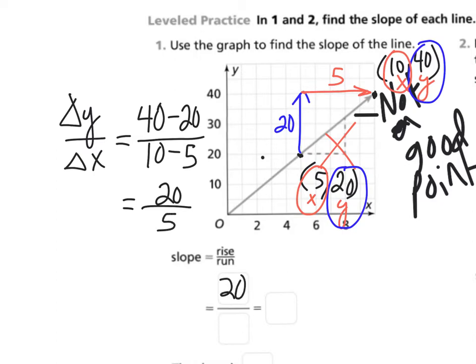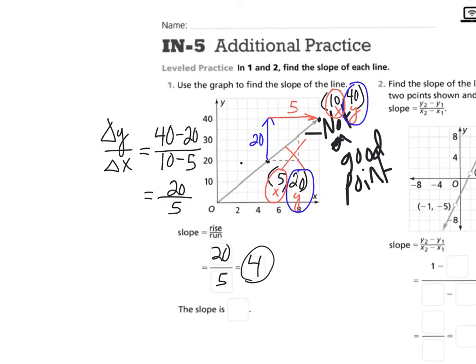So if we're filling in the blanks here, our rise is 20, the run is 5, and if we take 20 divided by 5, that is 4. So the slope of this line is 4. I'm really not sure what they're talking about because they don't have the x or the y labeled on the axes here. Is this miles per hour, or I really don't know. So we'll just say the slope is 4 and call it good.